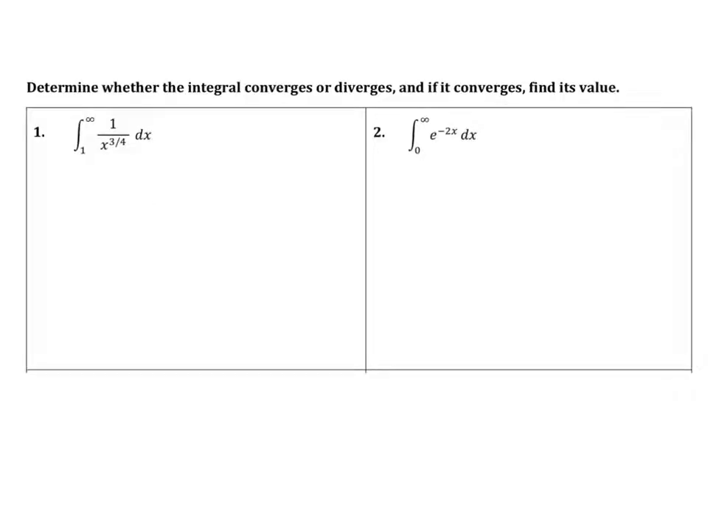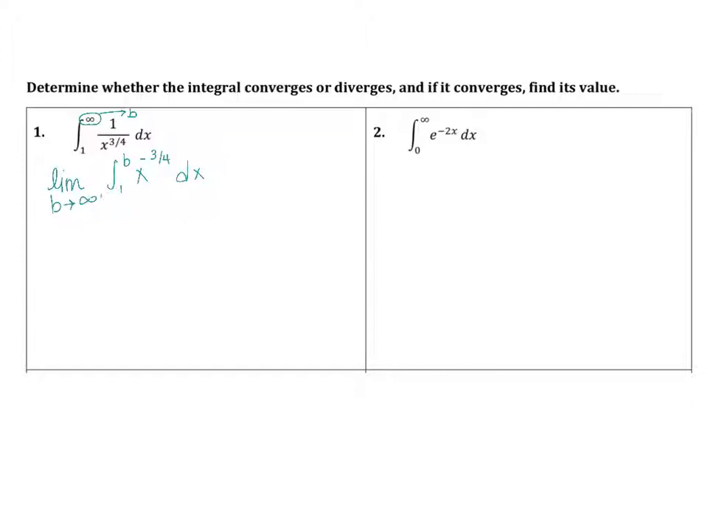All right, so for our first problem, we are going to have to decide whether or not this converges or diverges, and if it converges, then we need to tell what it converges to. So first thing we need to address is this upper bound, and I'm going to let a b take its place. And so we're going to have the limit as b approaches infinity of the integral of 1 to b of x to the negative 3/4 dx.